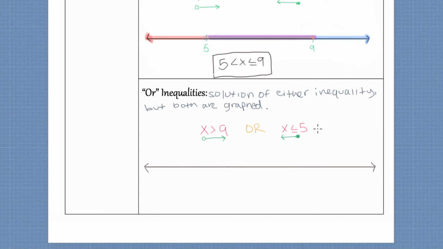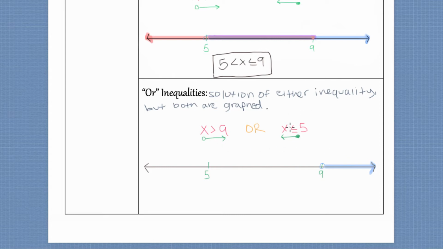So now we're going to bring these onto the number line. We're going to have 5 about right here, and then 9 about right here. And we're going to graph these. The first one we're going to graph is x is greater than 9. So we see there's an open circle at 9, and then everything to the right of 9 is shaded. And then we have that arrow there indicating that everything to the right is shaded.